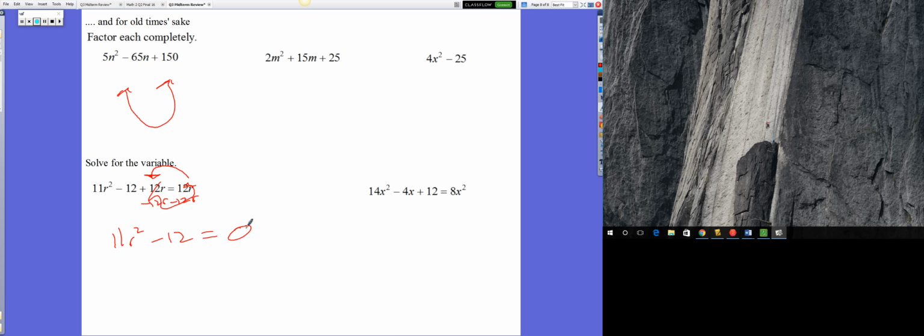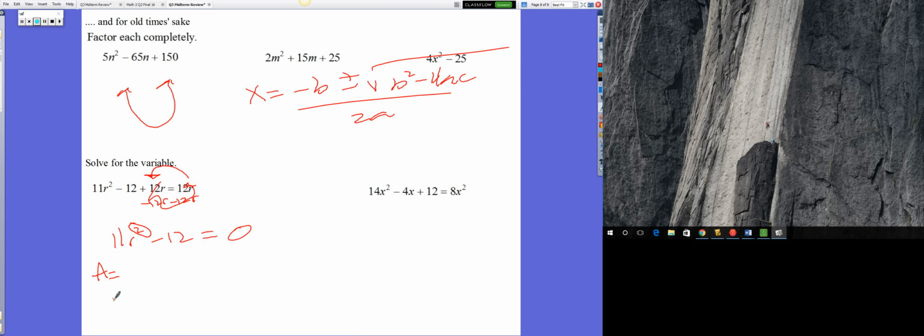Okay, if you can factor it, it's pretty slick, but if you cannot factor it, if it is a quadratic equation, you can always use the quadratic formula. x equals negative b plus or minus the square root of b squared minus 4ac all over 2a, and that's a slick way to solve any quadratic equation. So you need the value of a, which is 11. You need the value of b, which is not there, so it's a 0. And the value of c, which is a minus 12. Okay, now you've identified a, b, c, just plug them in.